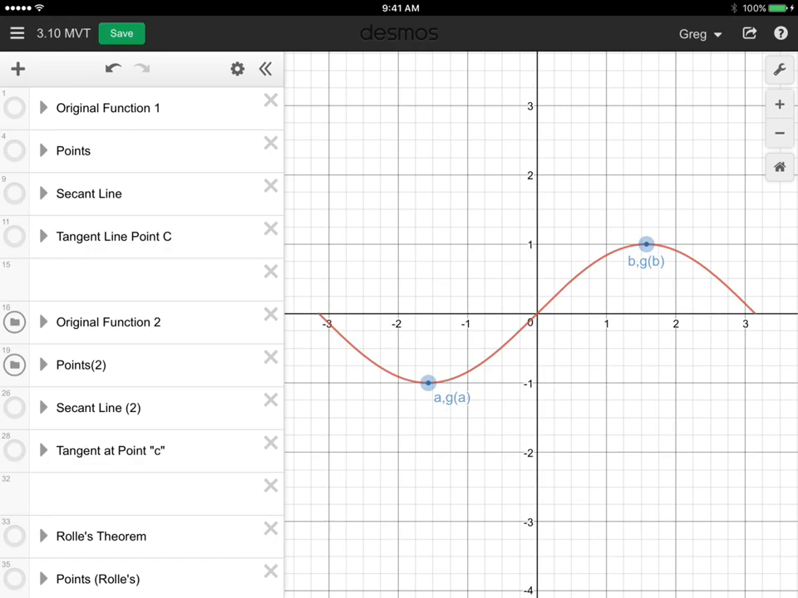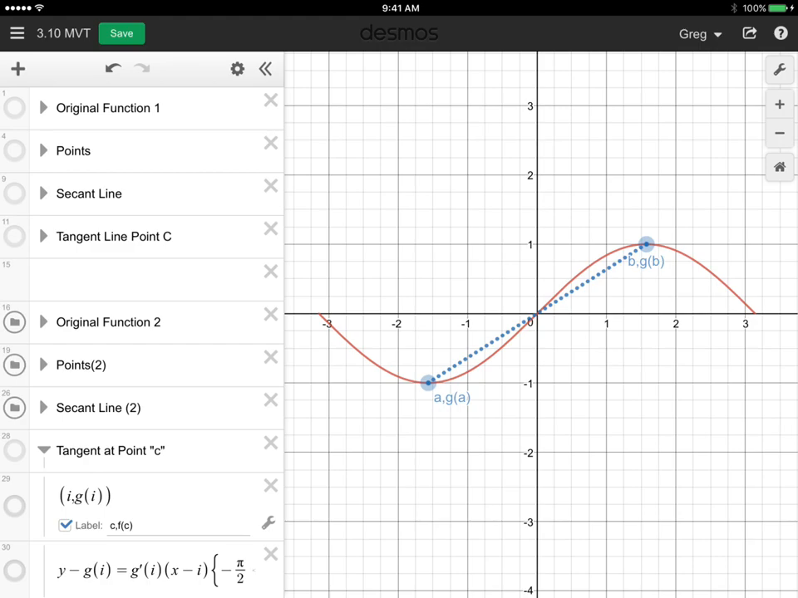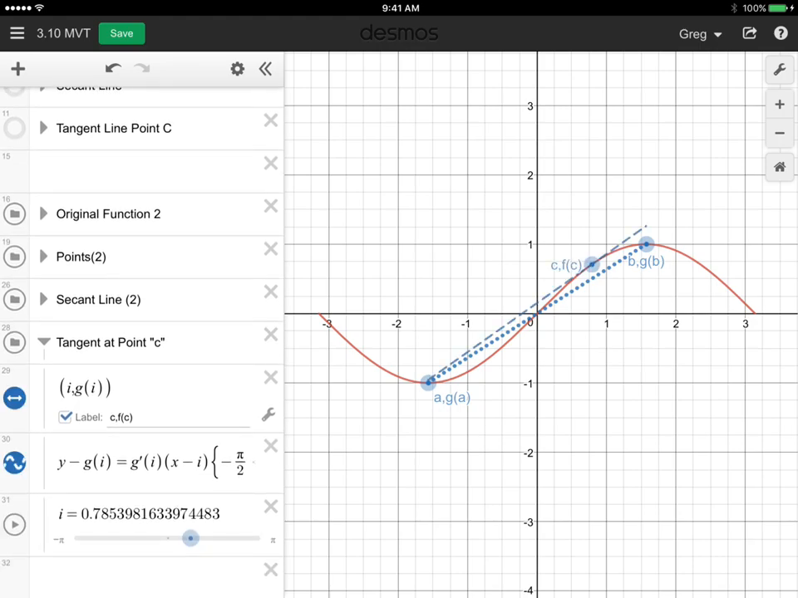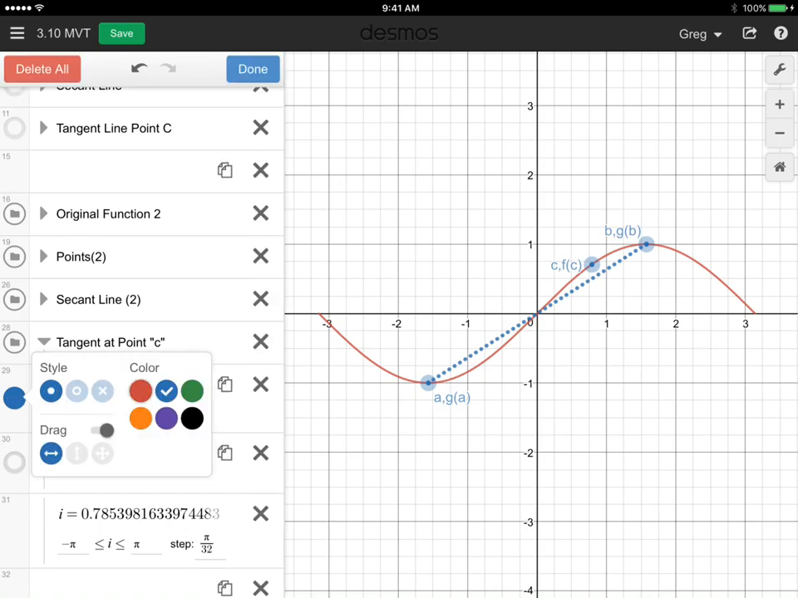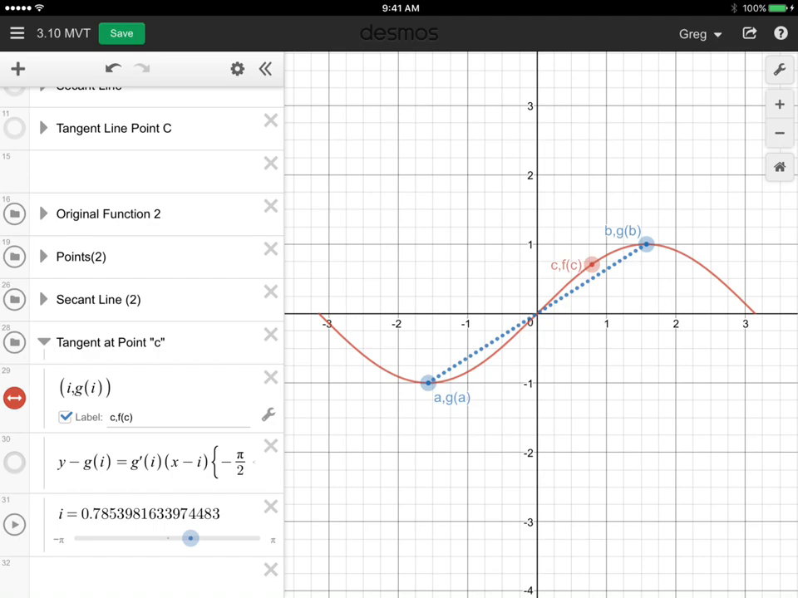So it started negative, over some x values it turns positive. So the average change is that blue line. Again, we can see the average change in y, and we can look at the average change in x. So that line is representing the average change. So what that means is there's got to be some point C. I'm just going to turn that point on right now. There's some point C, which is inside that interval, and I can change the color. Let's make that red so we can differentiate.